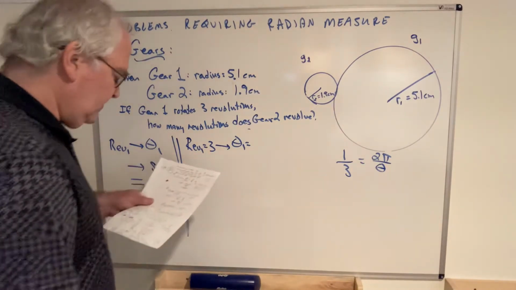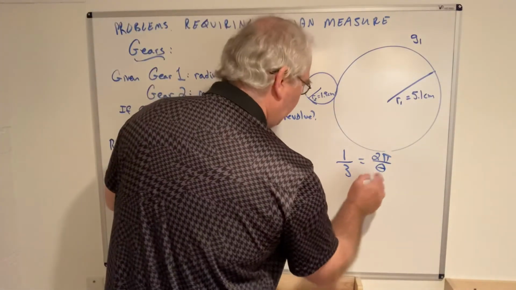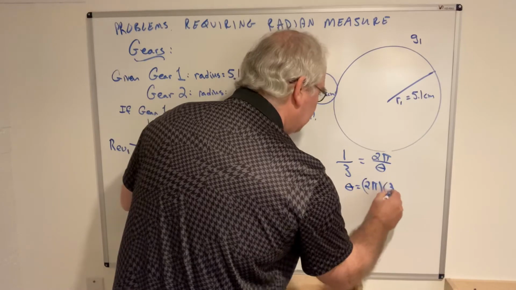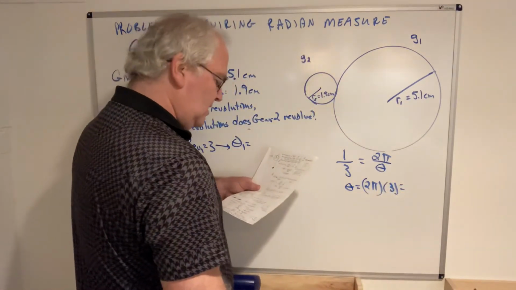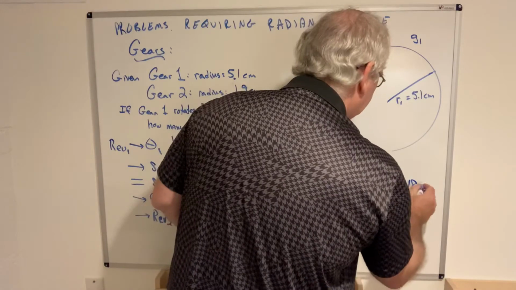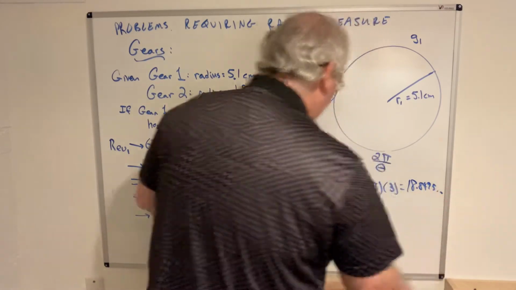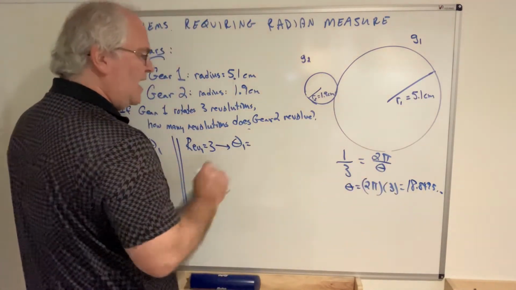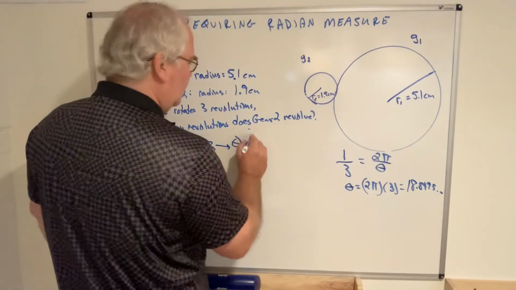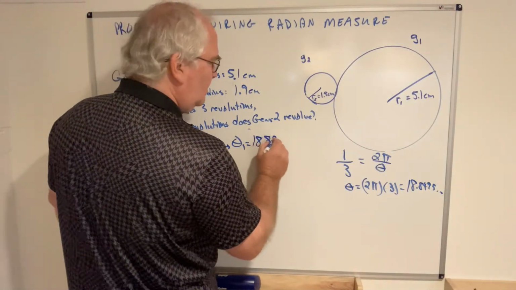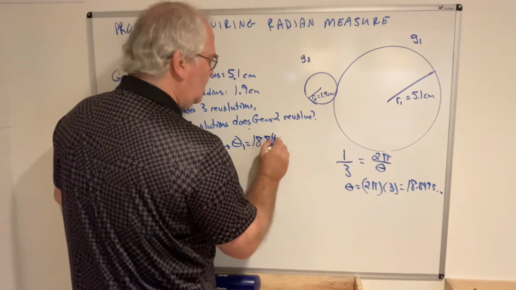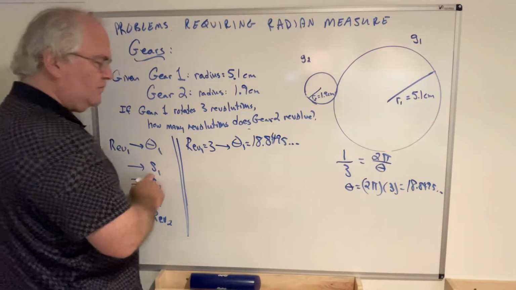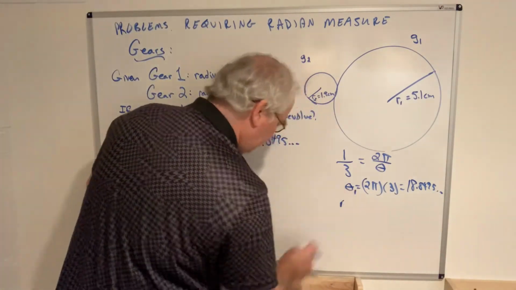And if you work that out, so what do we do? Cross multiply. Theta is equal to 2 pi times 3, and that works out to be 18.8495. So keep that number in your calculator, but write it down here: 18.8495. Use that to find S1. This is theta 1.